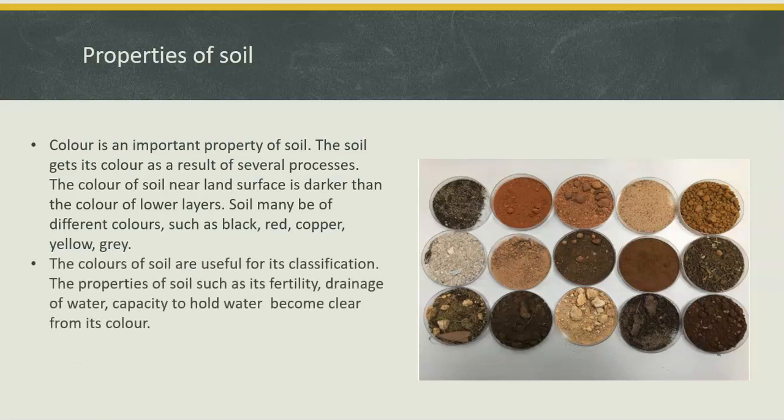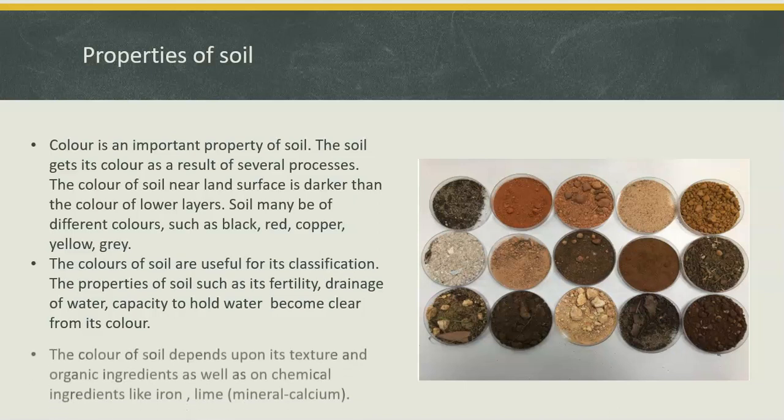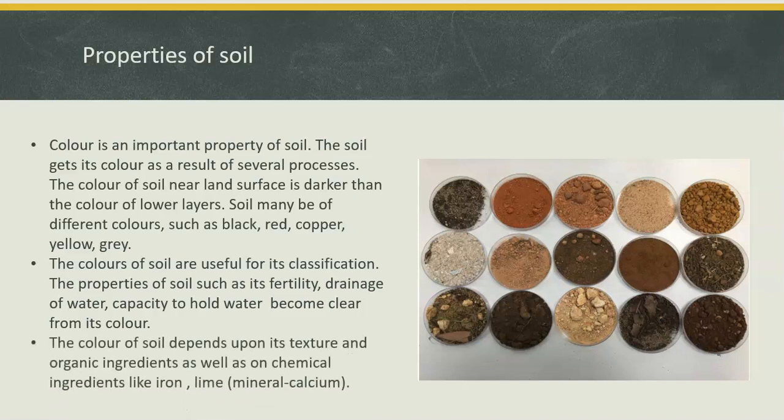The colors of soil are useful for its classification. The properties of soil such as its fertility, drainage of water, capacity to hold water become clear from its color. The color of soil depends upon its texture and organic ingredients as well as on chemical ingredients like iron, lime. In this case, lime means mineral calcium, not the lime which we eat.